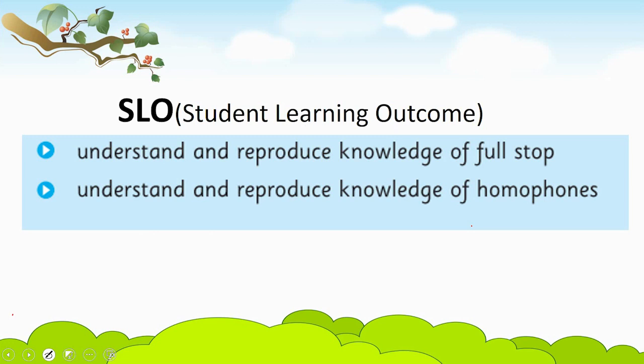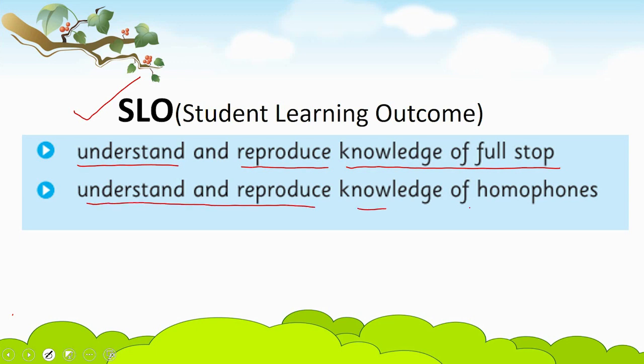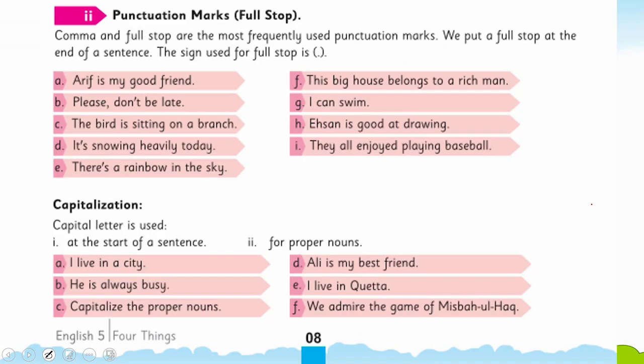So as I have earlier mentioned, our today's student learning outcomes or SLOs are to understand and reproduce knowledge of full stop, and to understand and reproduce knowledge of homophones. So firstly, we are going to study the full stops because they come under the category of punctuation marks. That is why we have mentioned it here.